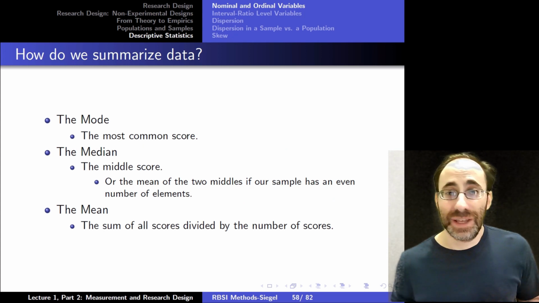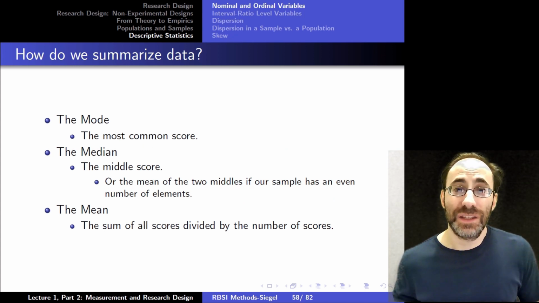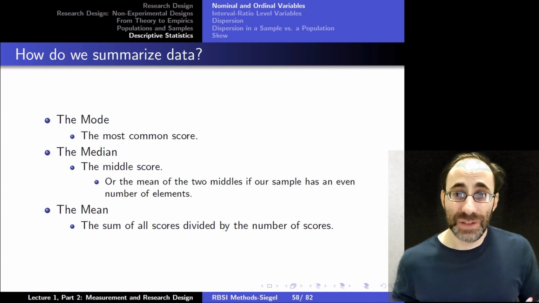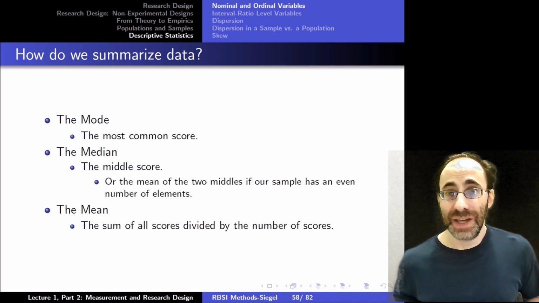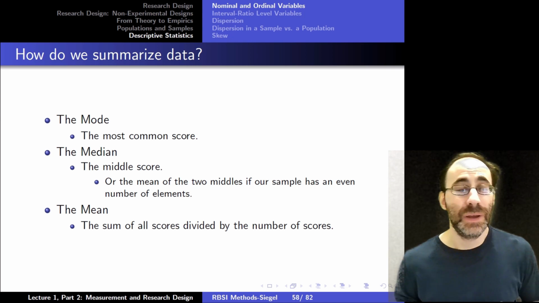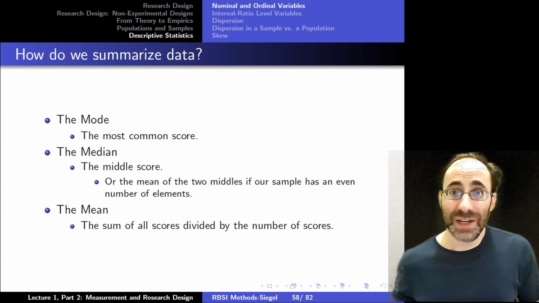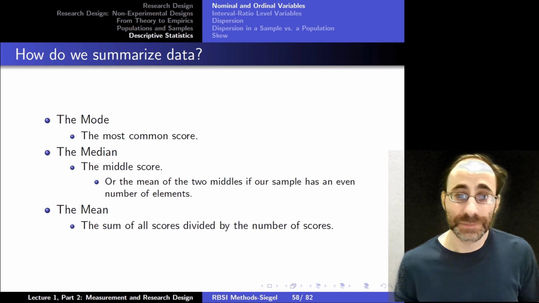So how might we summarize our data in a way that can give us insight into what it looks like? In this module, we're going to discuss central tendencies, sort of averages. In the next module, we'll discuss variation and variance. So there are several different ways that people typically summarize data in terms of their central tendencies.